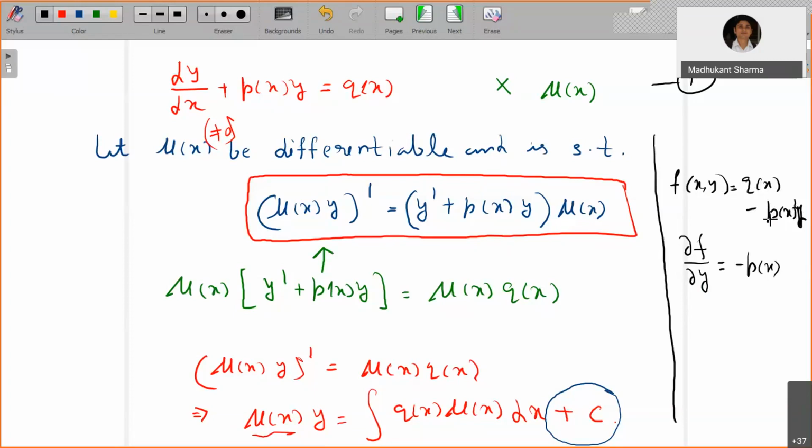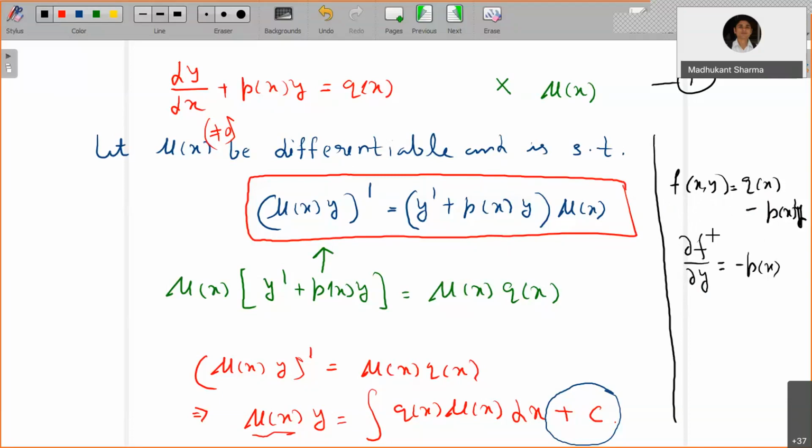Suppose p(x) is 1 by x, and q(x) is 1 by x square. You can't take the region as a rectangle which includes 0, because they are not continuous there. So Picard's theorem is not applicable. However, if you are trying to identify the integral curve passing through the point, let's say, 1 comma 1, in that case the Picard's theorem is applicable. You can create an artificial rectangle there, where you can certainly apply Picard's theorem for the given equation.